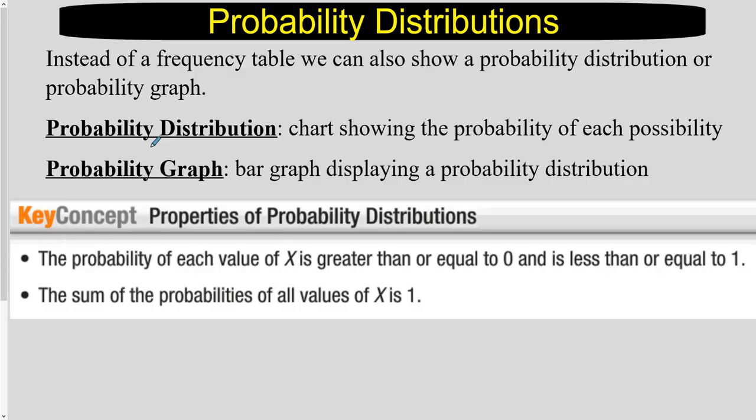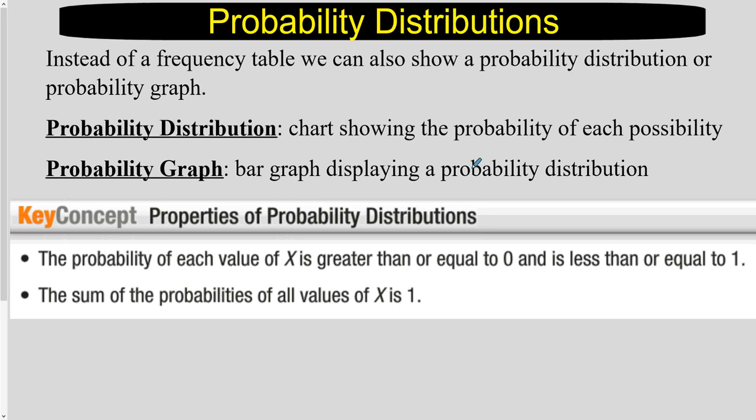A probability distribution is a very similar chart, but instead of showing the frequency at which something occurred, it shows the probability of each possibility occurring, which is probably a lot more useful. Because if I'm using a frequency table, I'm going to need to know how many people I'm looking at, and that's only going to be how many times something occurred in that sample. And I probably want to know something more about the entire population, so I'm going to be turning those into probabilities anyway.